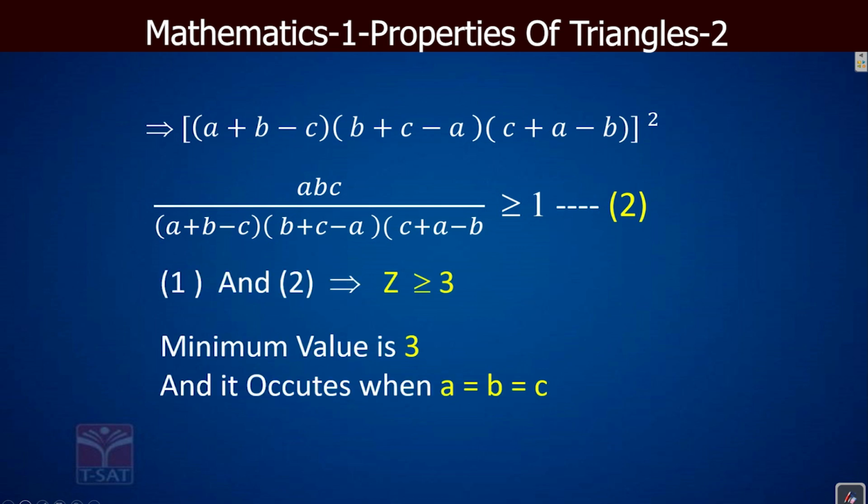1 implies z is greater than or equal to 3. So the minimum value of z is 3, and it occurs when a is equal to b is equal to c. You can check that when a = b = c, z is equal to 1 plus 1 plus 1. So the correct option is answer number 1.